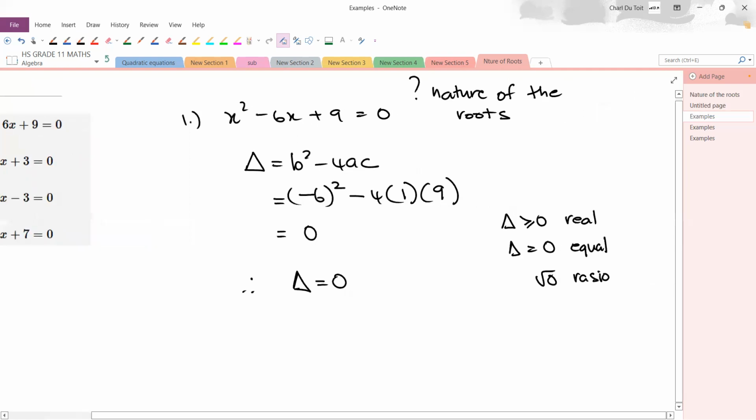It's rational with an S or a T? T, R-A-T-I-O-N. Oh, yeah. Okay. So what's the nature of the roots? It is real, it is equal, and it's rational.